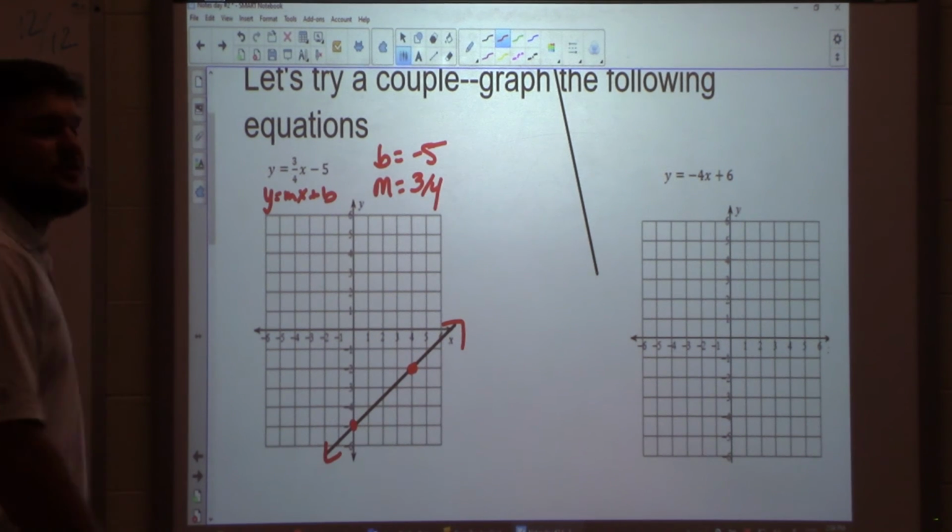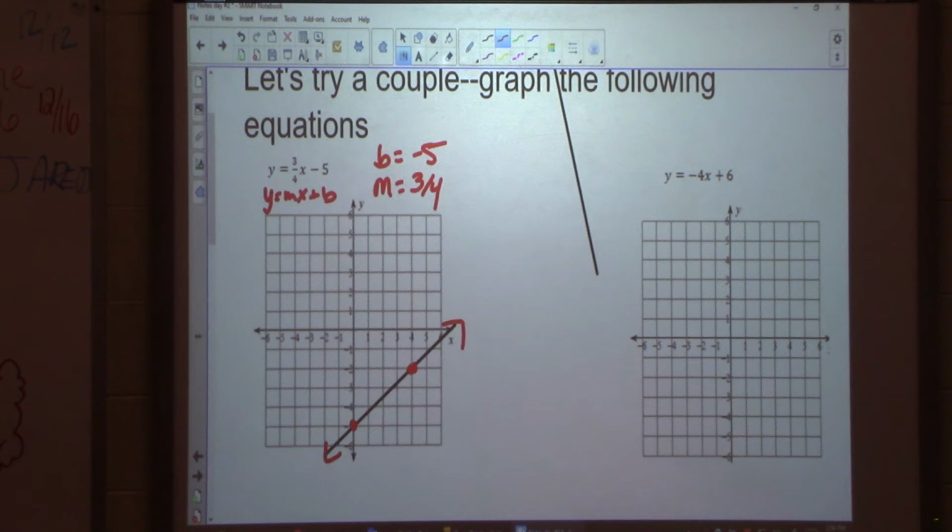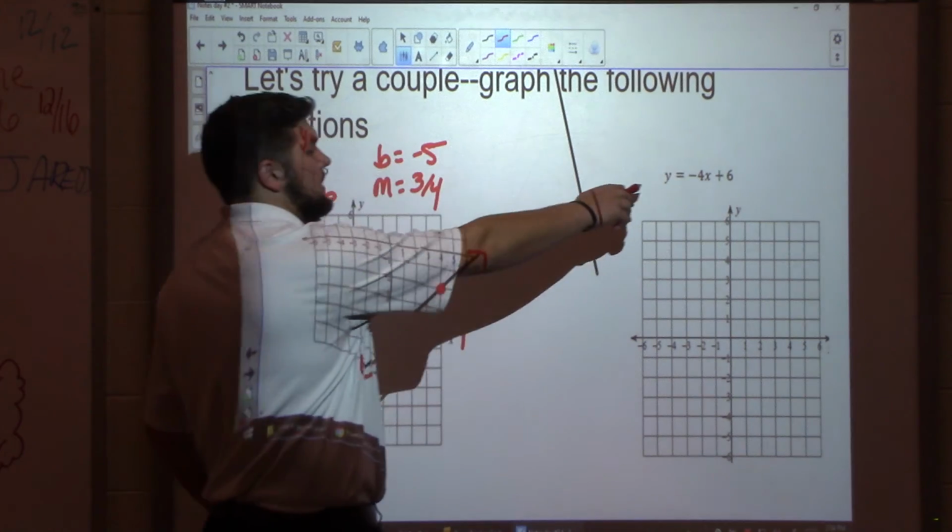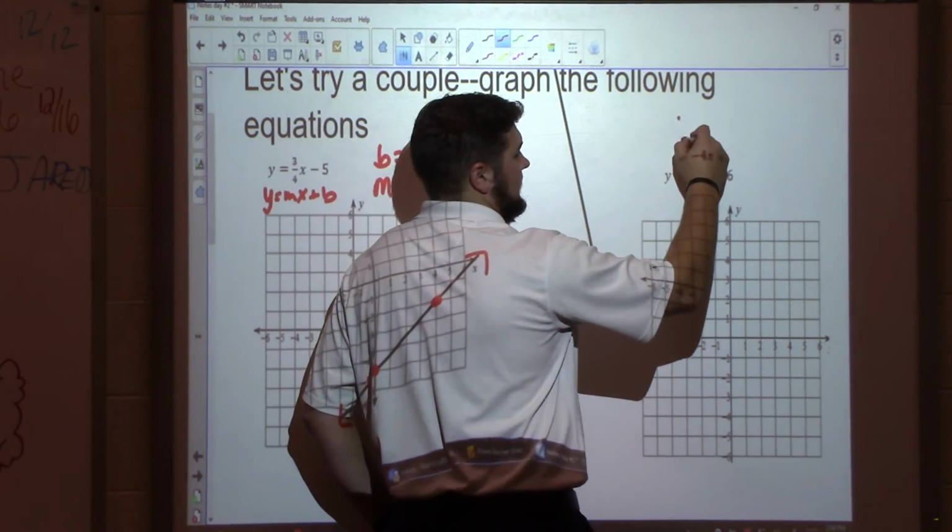We are not shading it. That's when we do inequalities. So that's just graphing lines. If you don't put arrows, it's going to get marked wrong. Put arrows. Alright, second one. y equals negative 4x plus 6.